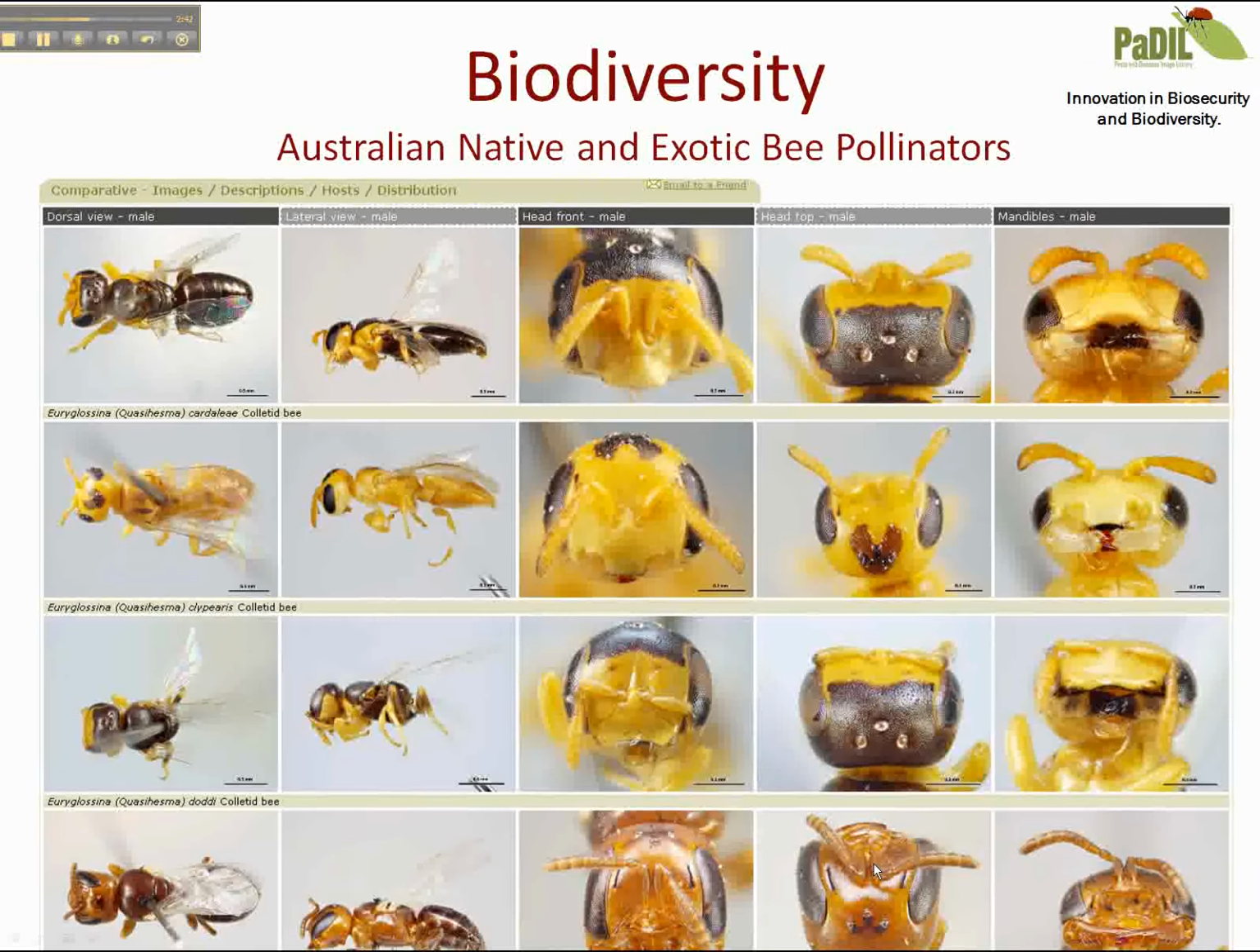And here we are, we've picked a genus of bee called Quasihesma from Cape York Peninsula, and here I've chosen to look at the male, the dorsal, the lateral view, the head front, the head top, and the head and the mandibles. These are all diagnostic views of the species, and you click on any image to see the largest image, or if you click on the name it'll take you to the full species page, and you can then use zoomified images.